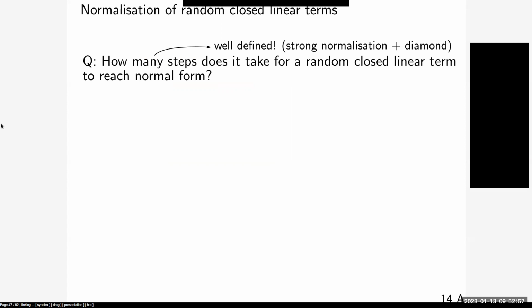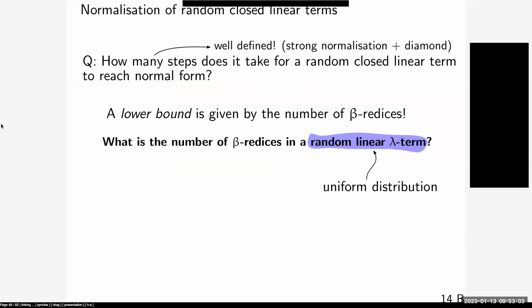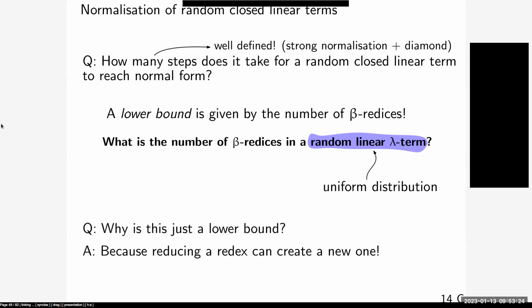many steps it takes for a random closed linear lambda term to reach normal form. A lower bound for the number of steps required to normalize a random closed linear lambda term is given by the number of its beta redices. So naturally, we have a sub-question, a first lower bound: what is the number of beta redices in a random closed linear lambda term, where we take as our model for random terms the uniform distribution on terms of size n? And why is this just a lower bound?